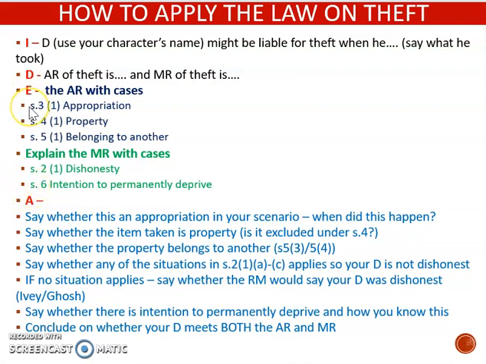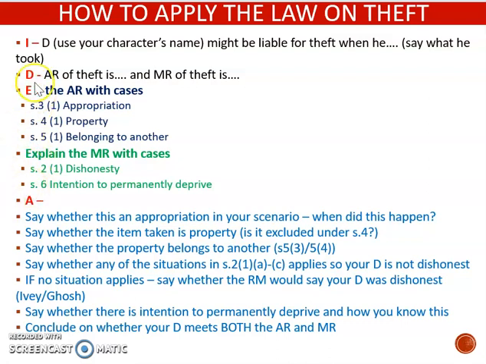So explain what appropriation means under section 3 with your cases such as Pittam, Morris, etc. Explain property with your cases, belonging to another with your cases. Dishonesty, you're going to explain using the 3 subsections in section 2.1 and also your cases of Ivey and Barton. And then you're going to explain intention to permanently deprive, again with all the cases we looked at on our summary slide. So your E is basically you write out what was on the summary slide.